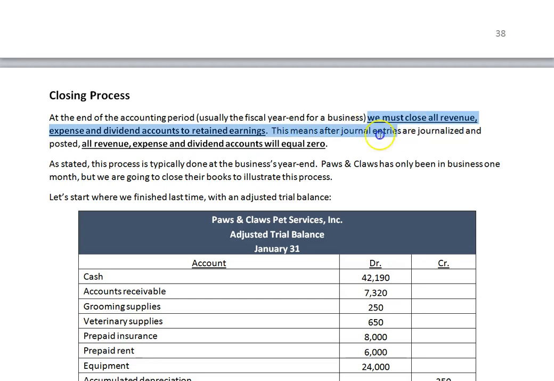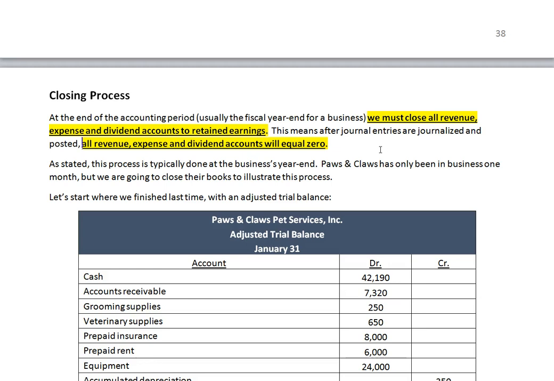Alright, let's look. This is basically summarizing the whole closing process. We must close all revenue, expense, and dividend accounts to retained earnings. By close, we mean to zero them out. So to close means to zero them out. We're going to close out all revenue, expenses, and dividends to retained earnings.